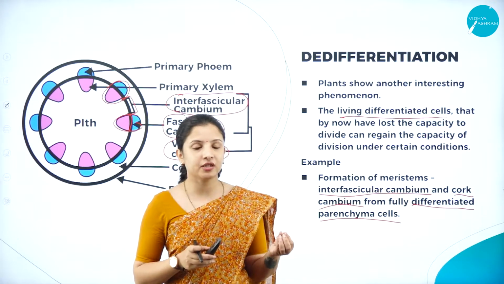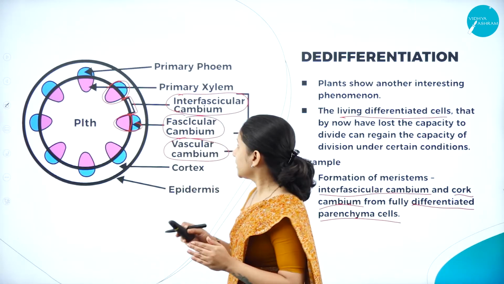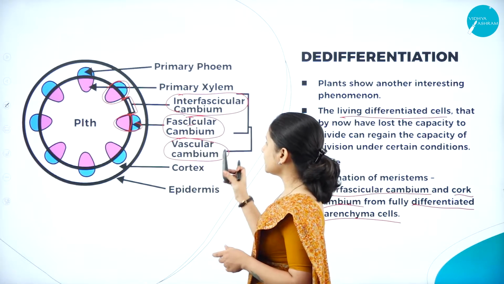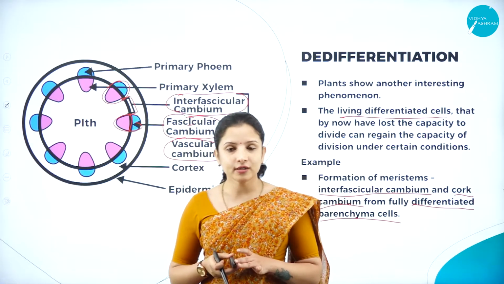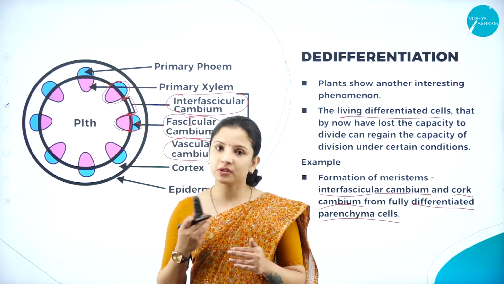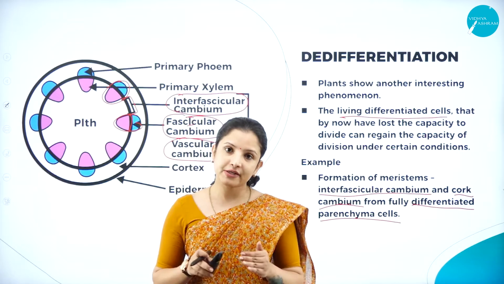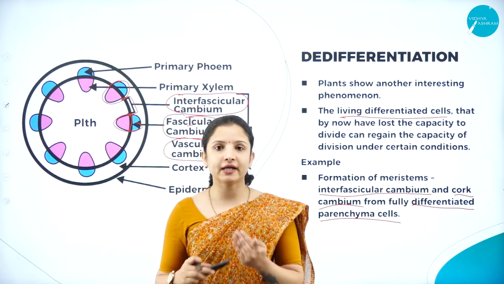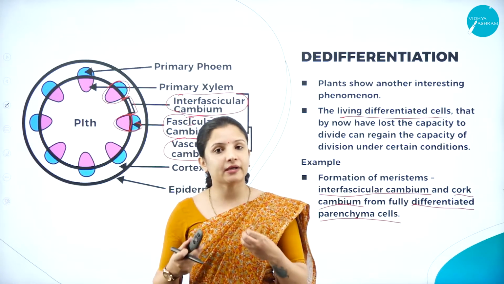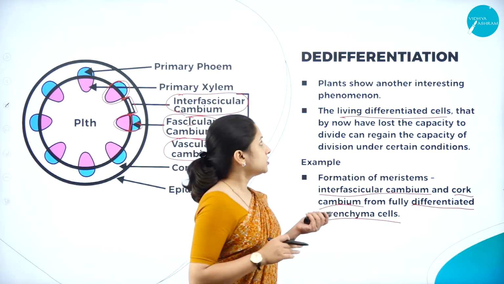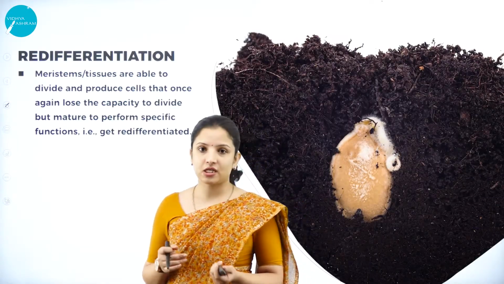So what happened here? The interfascicular cambium, the fascicular cambium and the vascular cambium, all these again got de-differentiated. They had already become differentiated. Those differentiated cells again got de-differentiated. They structurally modified themselves and they became parenchymatous cells. So that is what de-differentiation is. Next we will move on to redifferentiation.